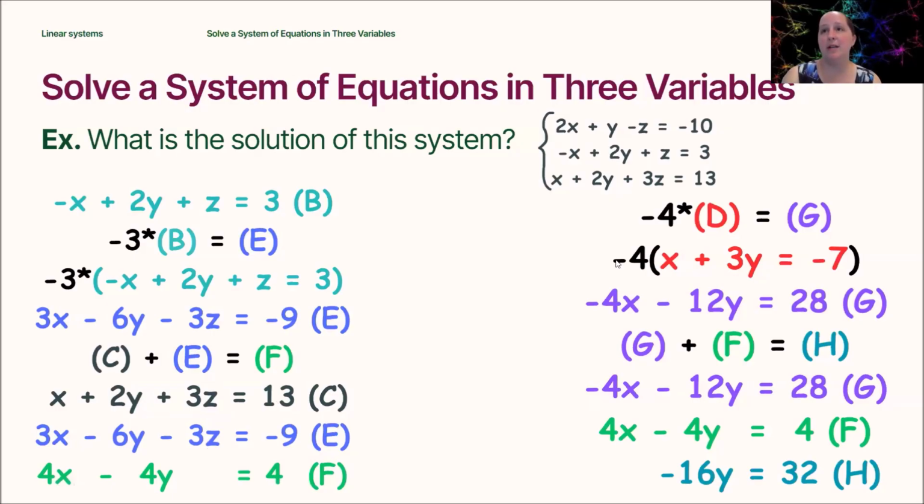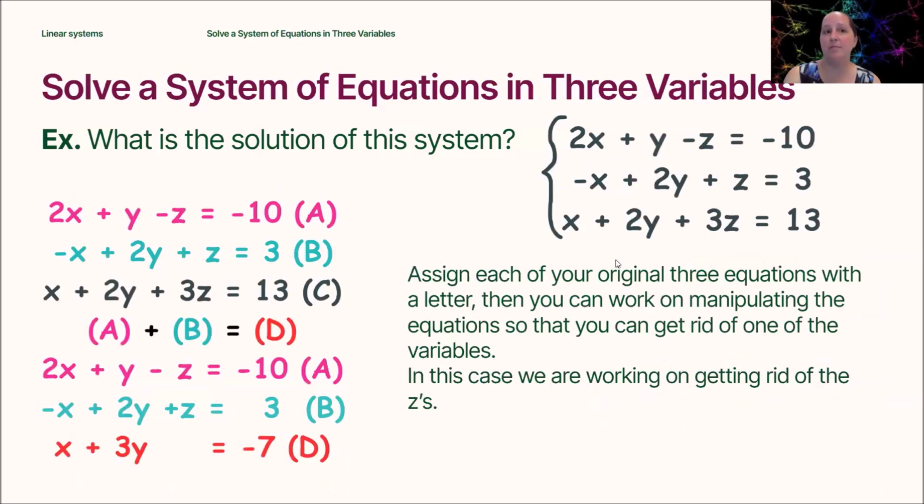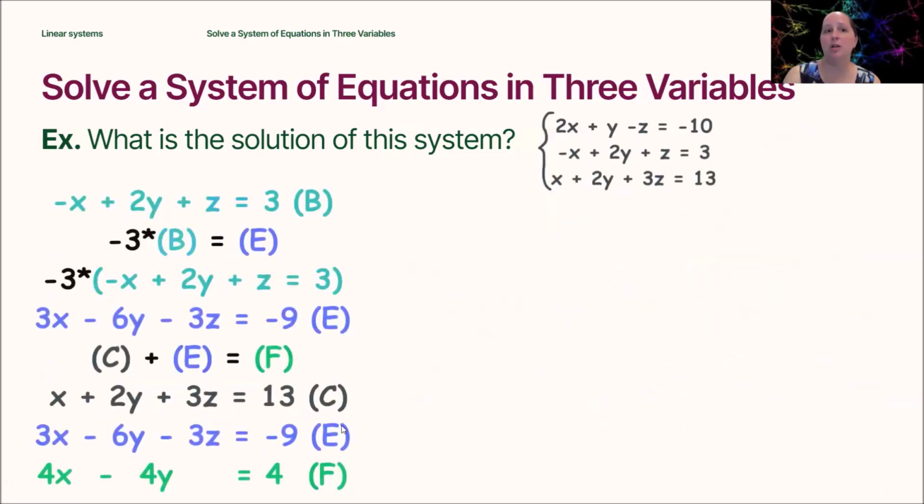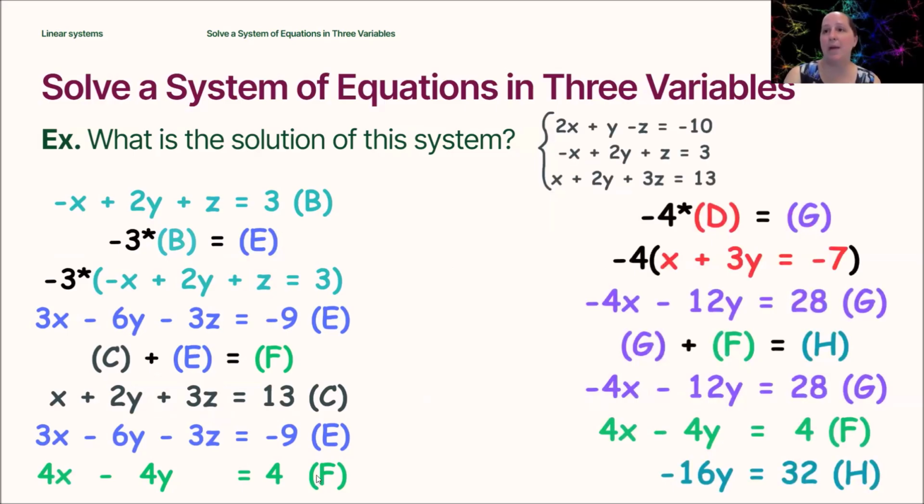Then I'm going to take D, the equation that I had last time, x plus 3y equals negative 7, and I want to try to get it to look like my equation F. So I'm going to multiply everything in D by negative 4. That's going to help me get rid of my x's eventually. So negative 4 times x gives me negative 4x minus 12y equals 28. That's G. Now I'm going to take G and add it to F. That's going to give me a new equation, H, and it's going to allow me to get rid of another variable.